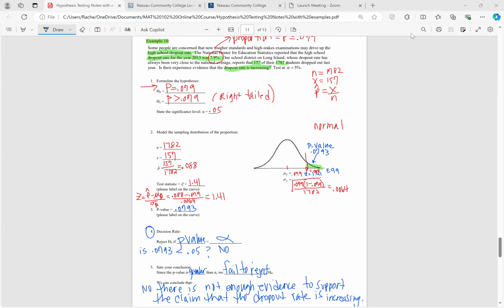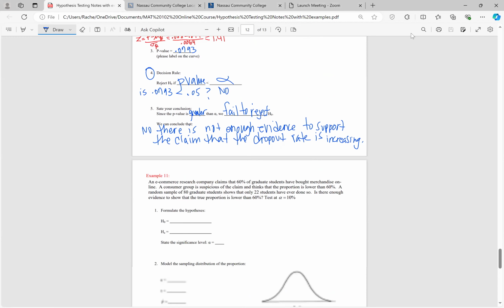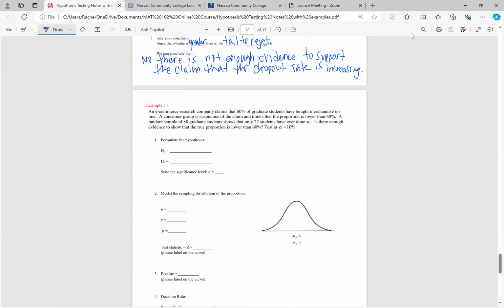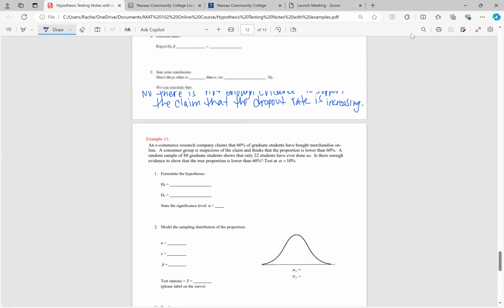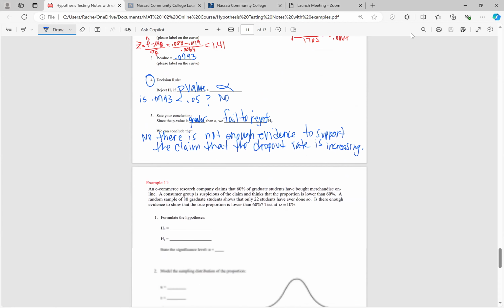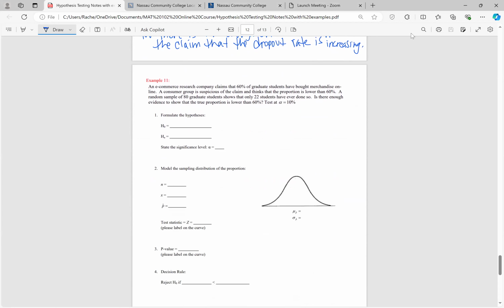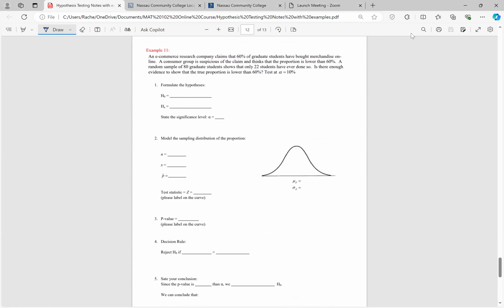In the previous lecture, we did example 10, which was a hypothesis test on a proportion, and it was a right-tailed test. Now in this lecture, I'm going to do example 11, and it's going to be another hypothesis test on a proportion, except now I'm going to cover a left-tailed test. So let's look at example 11.